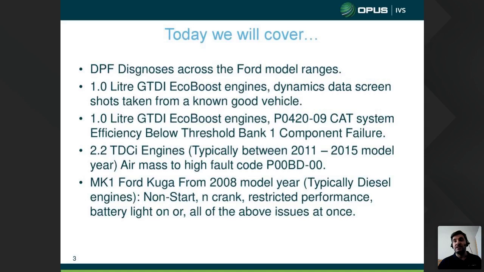Another EcoBoost engine fault that we've come across on the 1 liters is the CAT system efficiency below threshold. We'll be talking a little bit about that. The 2.2 TDCI engines, typically between 2011 and 2015 models, have an air mass too high fault code. And last but not least, Mark 1 Ford Kugas, 2008 model years onwards, typically diesel engines, where you've got various symptoms such as non-start, non-crank, restricted performance, battery light on, or all the above at once.